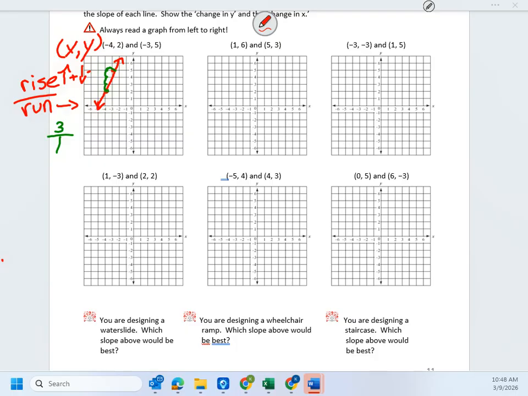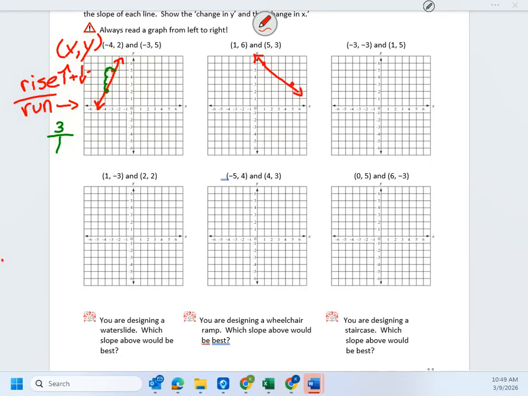So did you plot your 2 points? Did you count? Oh, you did already. Do you understand why? Okay. All right, so I'm going to plot my 2 points. Draw my line. So your line should look something like that.